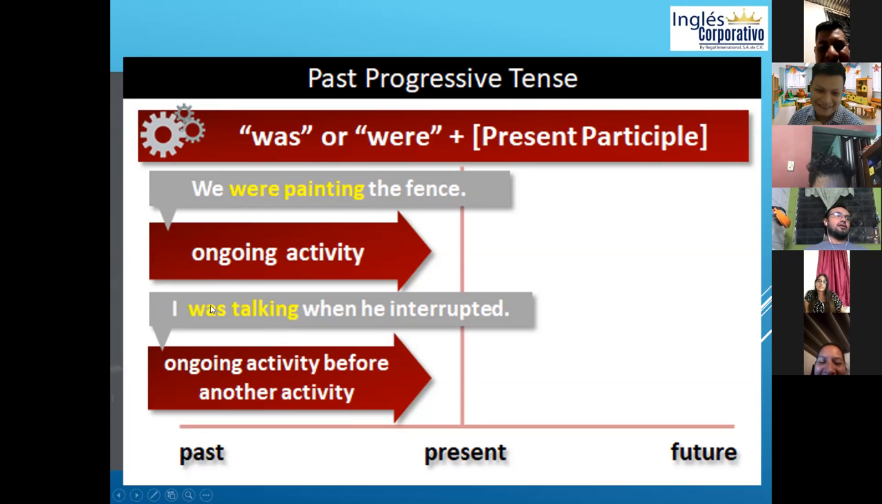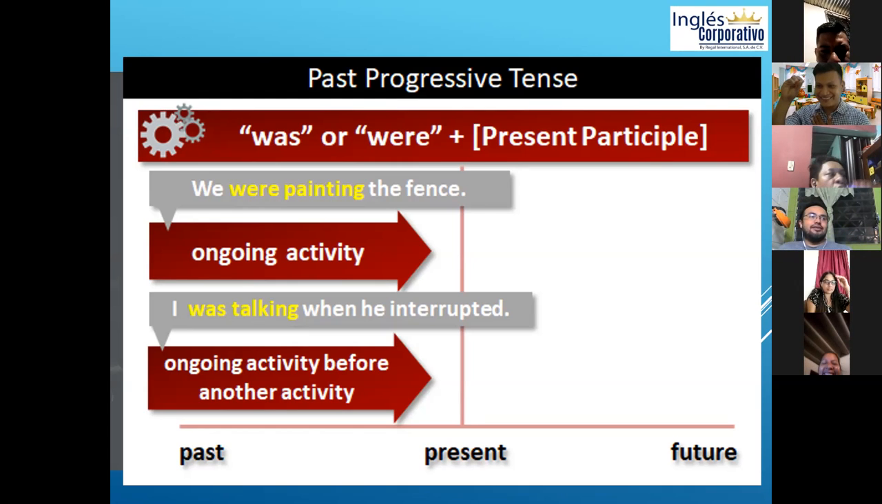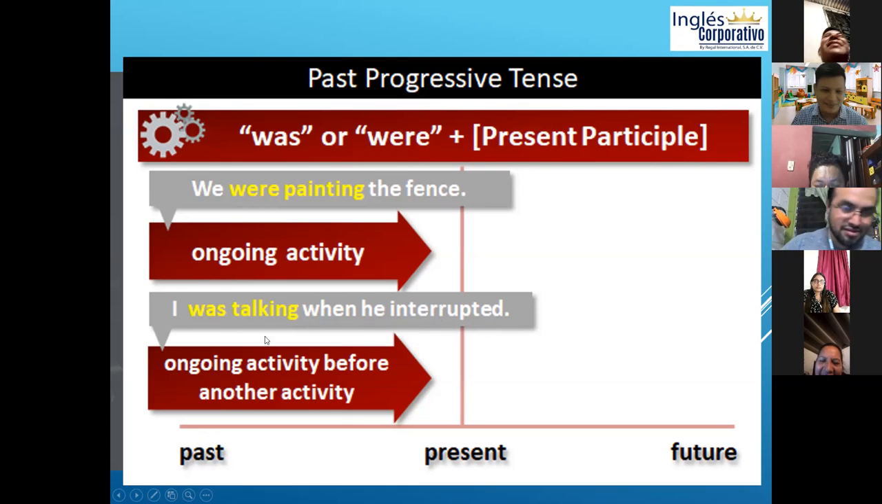Let's see this, Daisy. Yo estuve... Estaba interrumpiendo. Hablando. Yeah, hablando. Go ahead, Daisy. You can do it. Super. Yo estaba hablando... ¿Cuándo? Él interrumpió. Yeah, really good. Yo estaba hablando cuando él interrumpió. Muy bien, Daisy. Really good.